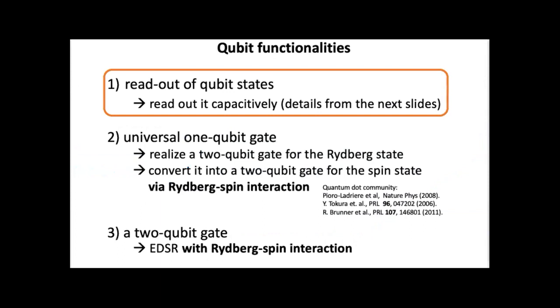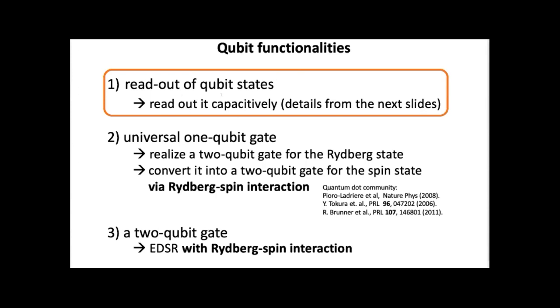In order to claim that we can make a qubit out of an electron on helium, we should demonstrate qubit functionalities. These are the three qubit functionalities: readout of the qubit state, a universal 1-qubit gate, and a 2-qubit gate. The universal 1-qubit gate is almost the same as what the quantum community is doing. I don't want to go into the details today, but I would like to show you how we plan to read out the qubit state, and we also did some experiments.